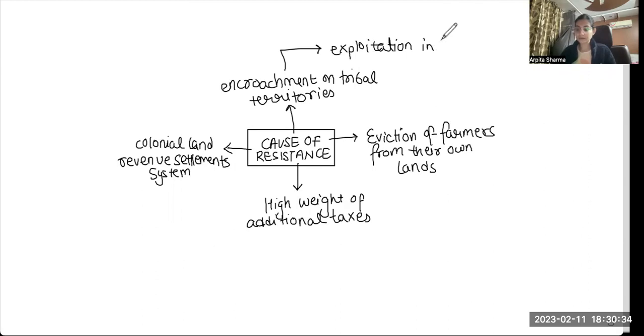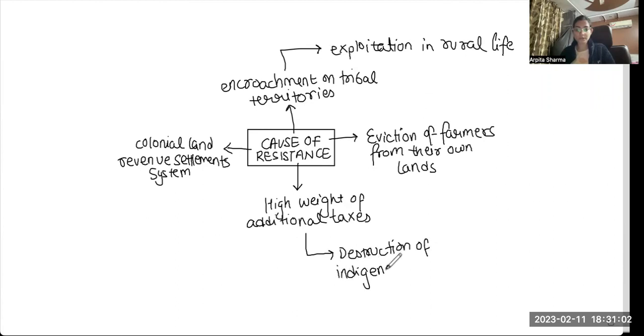Exploitation in rural life. The rural people were exploited, that we all know. The farmers were exploited, the rural people were exploited. Yahan tak point clear ho gaya sabhi ko, to please jaldi se batao. If the point is clear so far and you have drawn this particular flowchart, let me know. Clear hai? Theek hai. Another important reason would be destruction of indigenous industry.